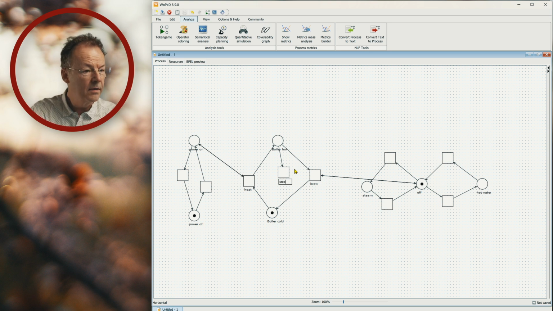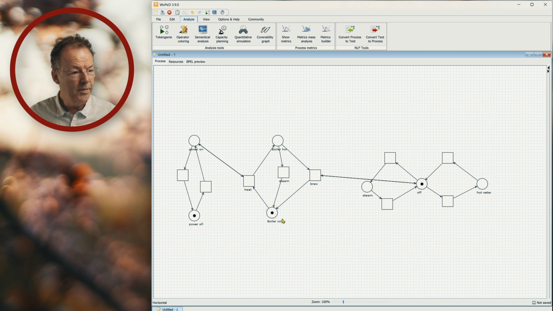This is actually the transition that goes down from hot to cold, because this is cooling down our boiler, and we have to connect that to our steam place here. So we have an arc here and we put an arc back. And so if we use steam, the boiler can cool down, and we have to wait until it heats up again.